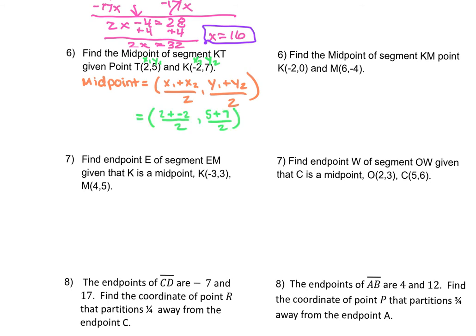All right, here they are plugged in the formula. Now we just need to solve. So 2 plus negative 2 is 0 divided by 2, which gives us 0 as our final. And then over here, 5 plus 7 is 12 over 2, and 12 divided by 2 is 6. So our final midpoint coordinate is 0, 6.